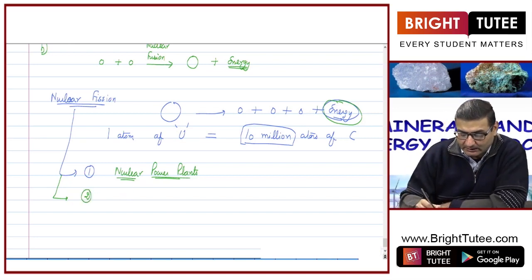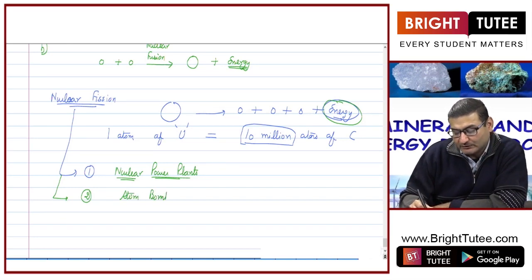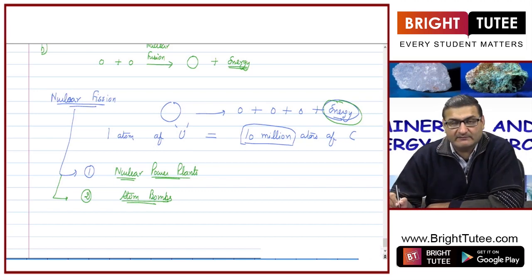Second is the destructive use of this process that we have already done. We have heard about the atom bombs, those which were dropped on Hiroshima and Nagasaki in the Second World War, Japanese cities, and so much destruction was caused because the amount of energy produced was huge. Those atom bombs were based on nuclear fission process. Fine. So, that is quite destructive.